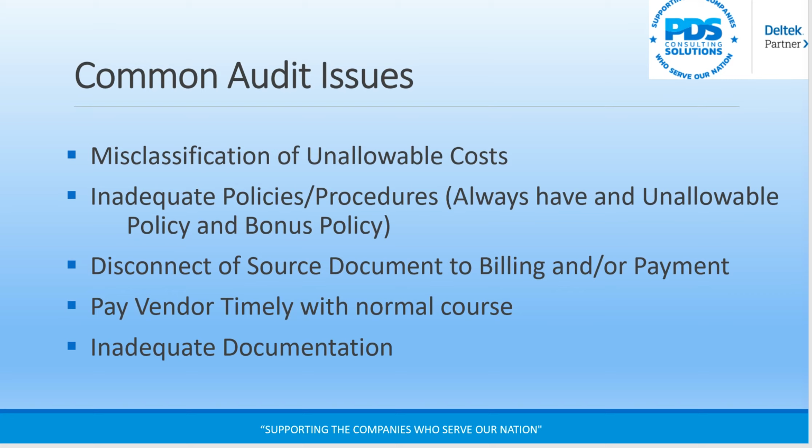Common issues that come up a lot of the time, the first time you're being audited, if you haven't been through this before, is probably misclassification of unallowable costs. That's easy to do, especially with travel and per diem, with costs over the per diem rate not being categorized as unallowable. So in most cases, you're probably going to have inadequate policies and procedures.